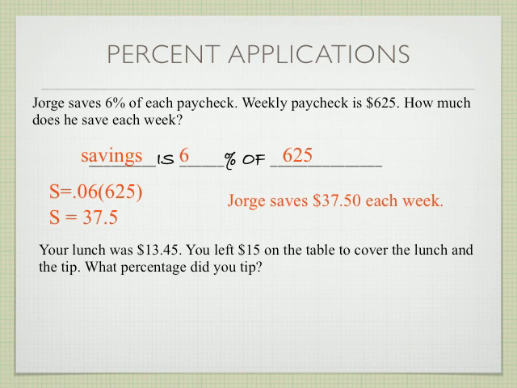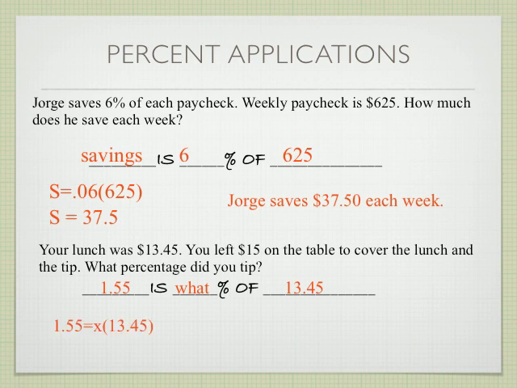Your lunch was $13.45. You left $15 on the table to cover the tip. What percentage did you tip? Now this one requires you to do a little something first. First question, how much did you leave for a tip? Did you leave $15 for a tip? No, well, hopefully not. That's a really big tip on a $13 lunch. Okay, so we know that the amount I left was just $1.55, the difference between 15 and 13.45. That was the extra amount that I left. So $1.55 is what percent of 13.45?